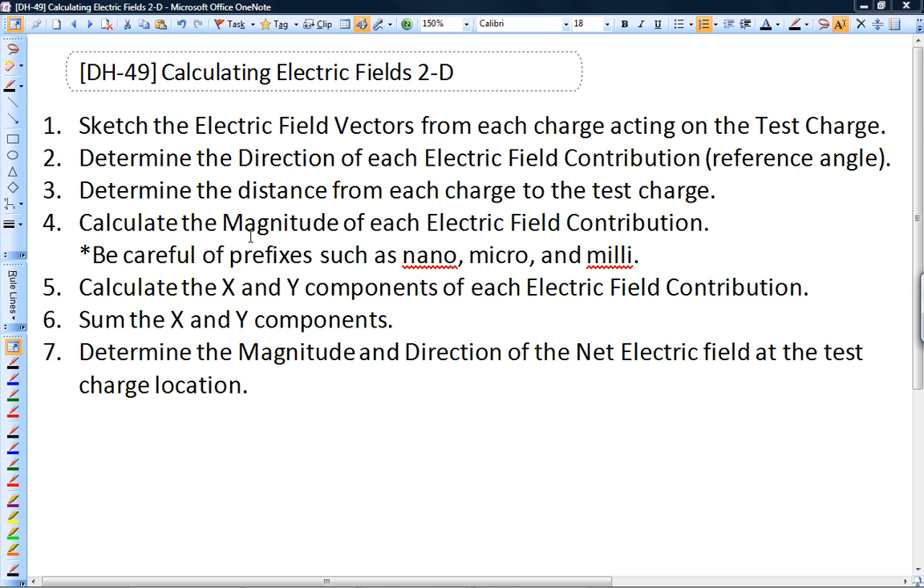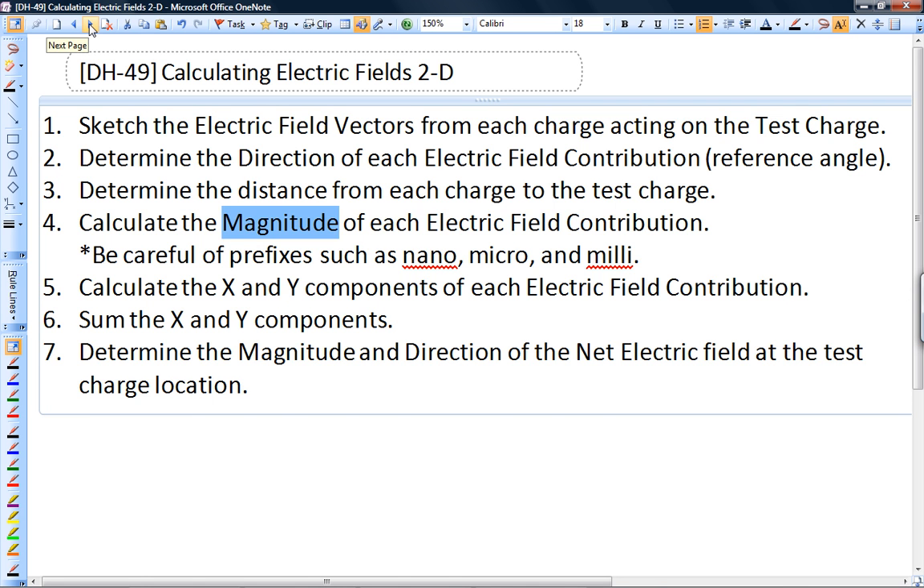Once you have the actual electric field magnitudes, you're going to use this information from before, and you're going to get the x and y components of the electric field. You then treat this basically like a vector problem. You add the x components and the y components separately. Then once you have those, you get the magnitude and the direction of the overall resultant, or in this case, the electric field at a particular location.